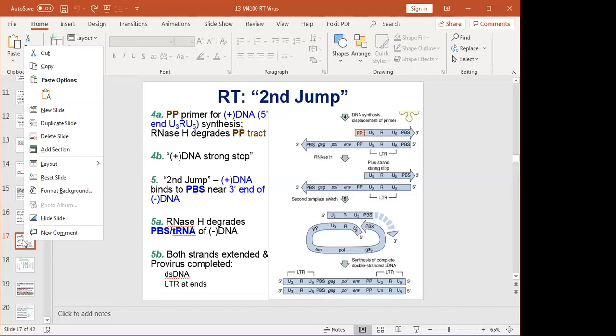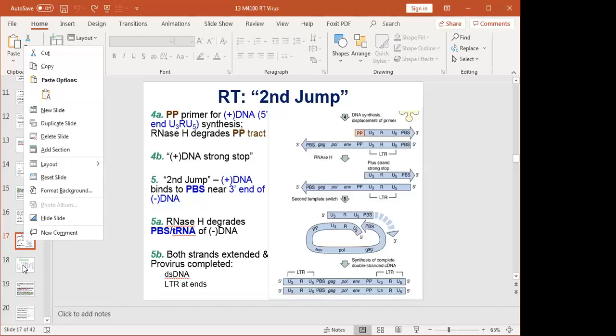And so we have negative DNA strand, positive DNA strand, both strands extend and complete their synthesis. We end up with double-stranded DNA with novel ends. These novel ends are long terminal repeats that include U5 or U3. Whatever was on the 3' end of the viral RNA genome becomes the 5' end of the double-stranded DNA genome, and whatever was on the 5' becomes the 3'.